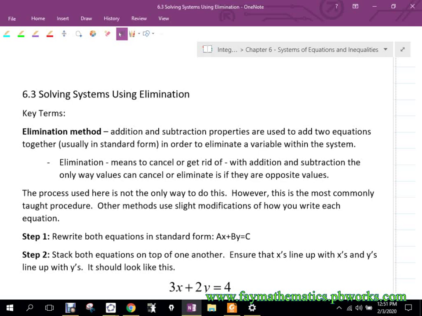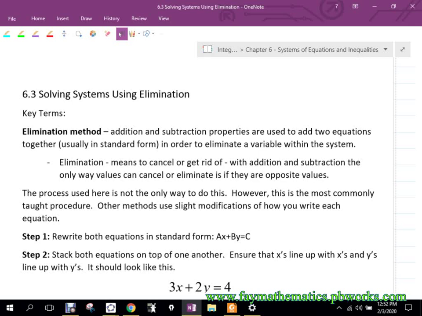If I give you 12, what's the opposite of that? Negative 12. If I give you 34, what's the opposite of that? Well, if I give you negative 5, what's the opposite of that? Positive 5. So we're just going to be looking for opposites.